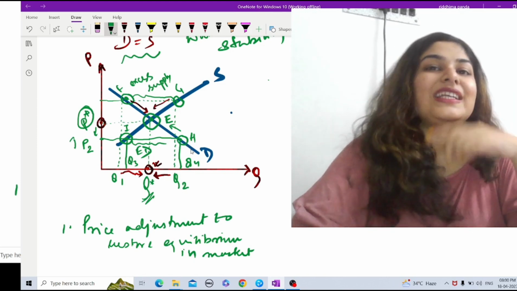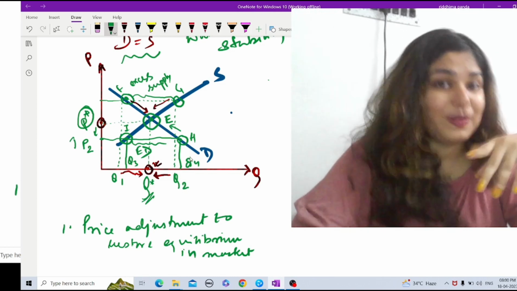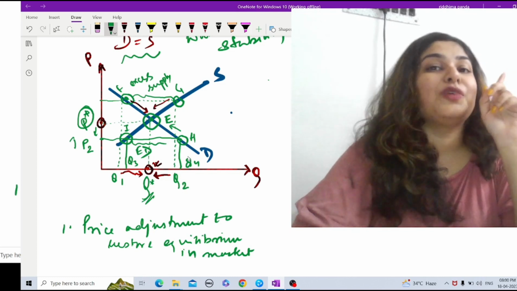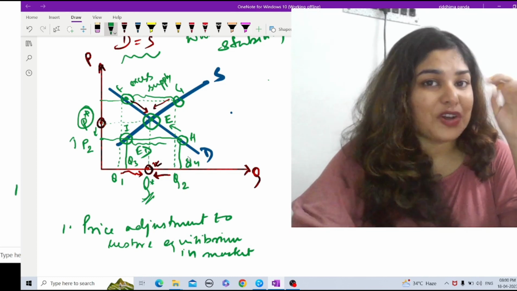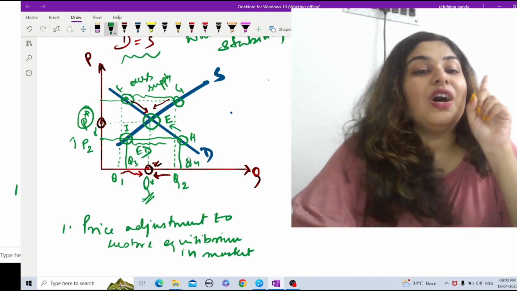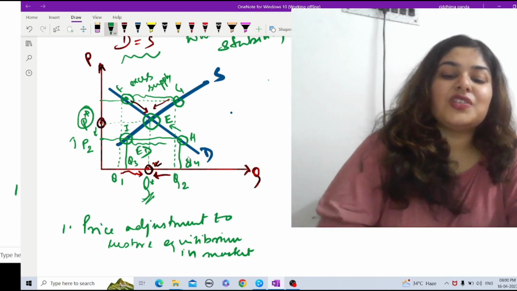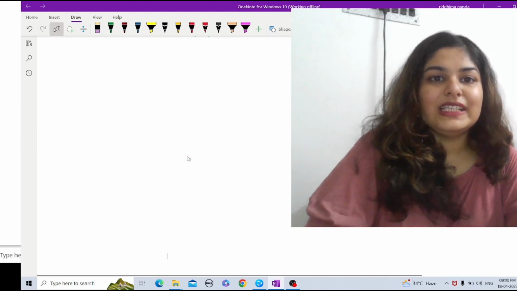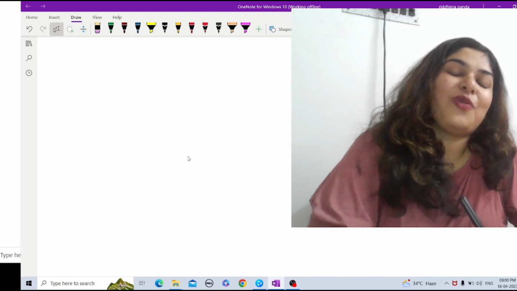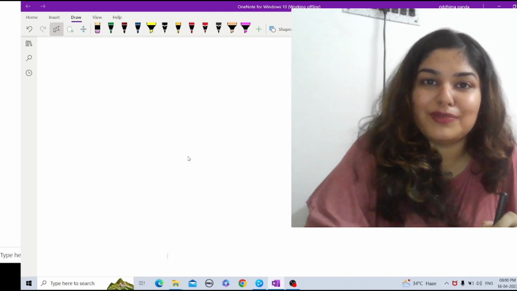So whether there is a price increase or price decrease, if by price adjustments the market is able to regain its equilibrium, then we call it the stability equilibrium. So this is the Walrasian process of stability. Why? Because here the price is adjusting to bring and restore the equilibrium in the market. Now, if I talk about Marshallian, then it is just the opposite. That is, the adjustment is in the quantity demanded and quantity supplied. Accordingly, the price will come back to the equilibrium and the equilibrium will be restored.